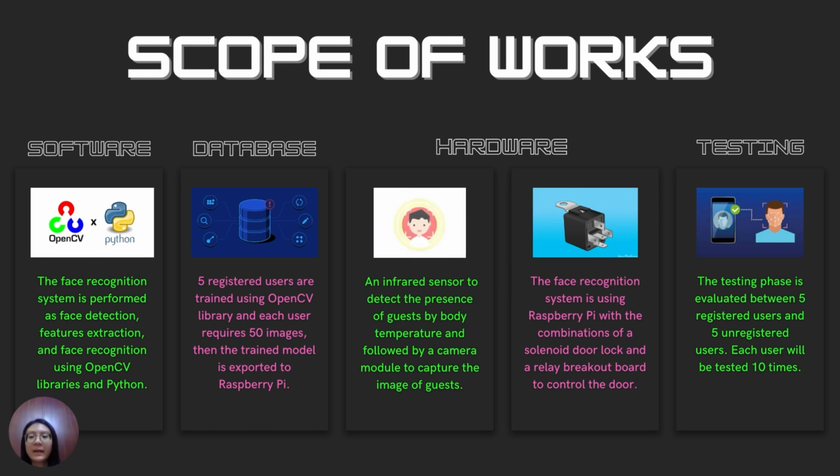For hardware, there will be two parts. One is demonstrating the face detection process, thus an infrared sensor to detect the presence of a guest by body temperature, followed by a camera module to capture the image of the guest. Another one is demonstrating the door lock system. So the face recognition system uses the Raspberry Pi with the combination of a solenoid door lock and a relay breakout board to control the door. For the last one, the testing phase is evaluated between 5 registered users and 5 unregistered users. Each user will be tested 10 times to build a chart.